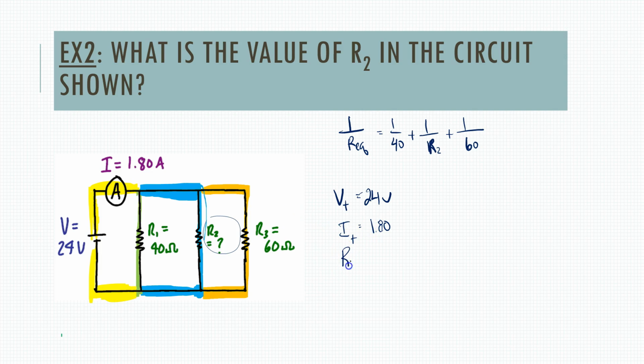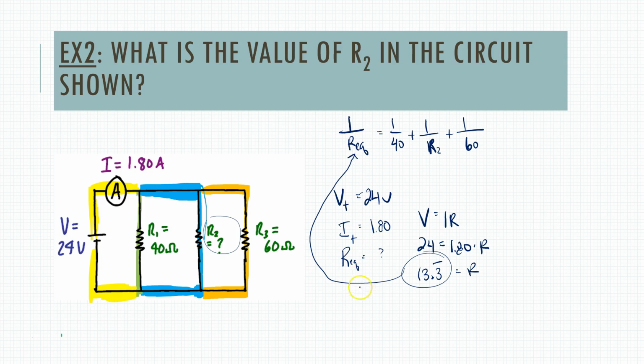So I can find my equivalent resistance if we put it into V = IR. We'll have 24 = 1.8 times R. And my R is going to equal 13.3 repeating. Now, this doesn't answer my question, so I don't really care about rounding. I want to keep all of the digits in my calculator and move on with it. But I'm going to take this number right here, and I'm going to stick it right there for 13.33.